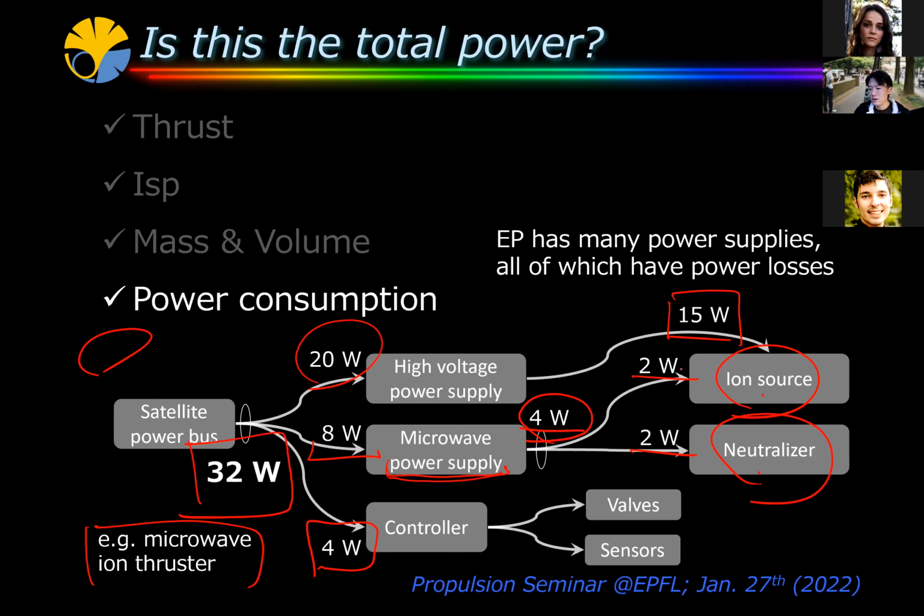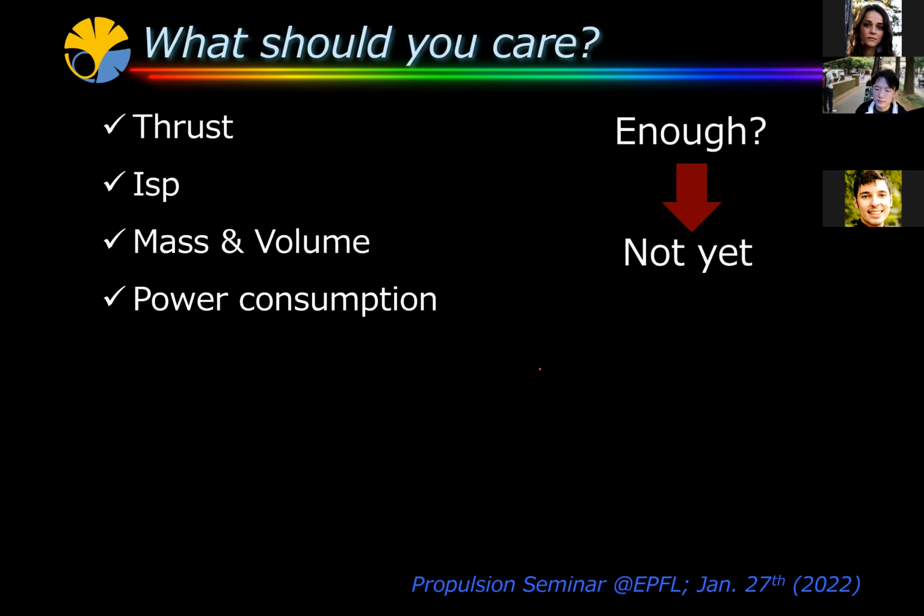So if you focus on only the ion thruster or ion source, this is just 70 watts. So there is a very big difference, and you have to pay attention to these things. Okay, so these are the basic 4 parameters. Then, is that enough? Not yet. These are the important thruster performance parameters.